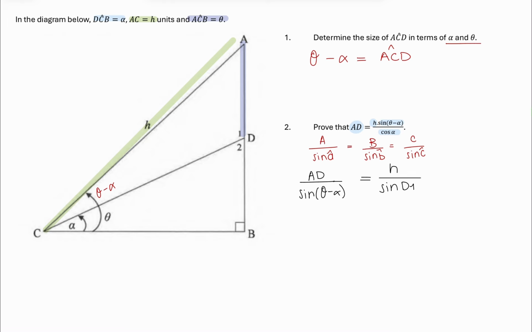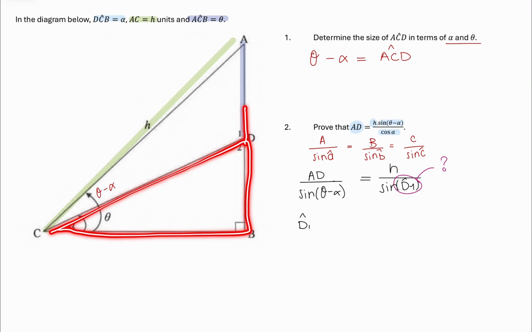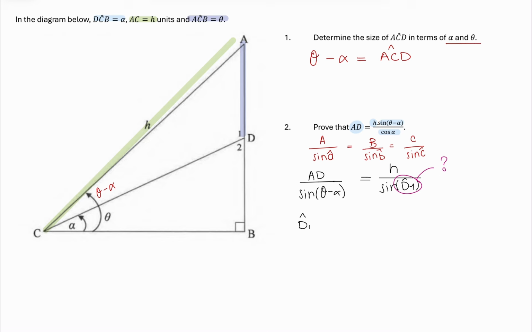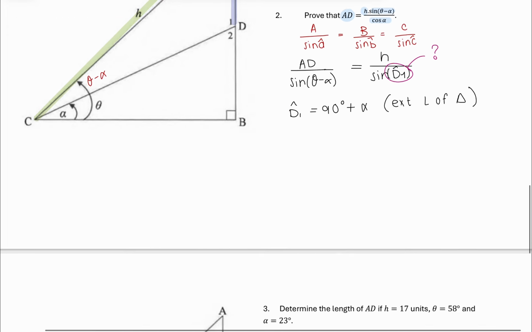So this is now what you need to try and prove. But do we know the size of angle D1? Well, right now, no, but you can solve for it. So angle D1, do you see that it is the exterior angle of this triangle? Meaning that it is equal to the sum of the opposite two interior angles. So D1 is 90 degrees plus alpha, exterior angle of a triangle. And now I have my angle D.